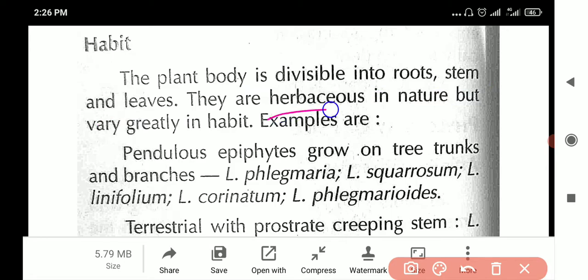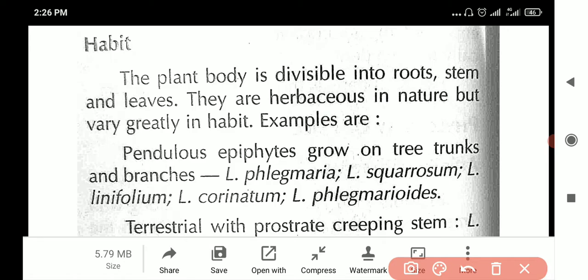And obviously they are herbaceous. They are not trees, they are not shrubs. They are not trees because they are not big and tall, and they are not shrubs because they don't have a woody stem. So they are herbaceous.